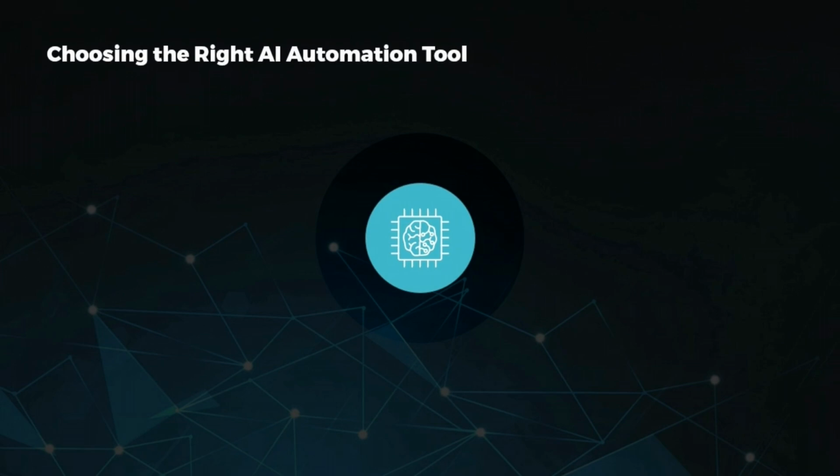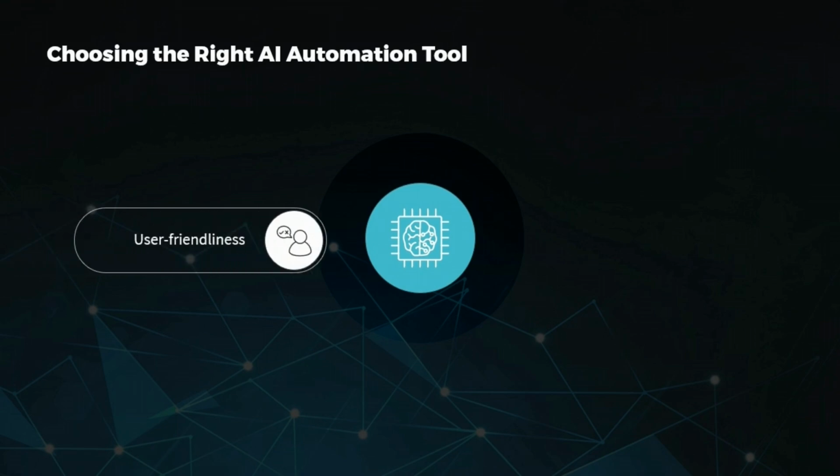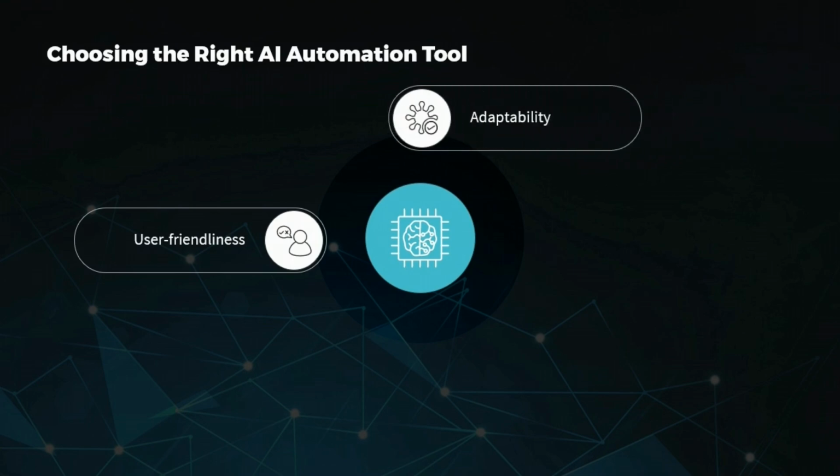But selecting the appropriate AI automation tool is critical to the success of AI automation workflow development, and it considers factors like user friendliness, adaptability, complexity, and integration capabilities. Now, you need to choose an AI automation tool that offers an intuitive interface and user-friendly features to facilitate ease of use and adoption by non-technical users. You also need to select a tool that's adaptable to diverse business requirements, allowing for customization, scalability, and integration with existing systems and workflows.